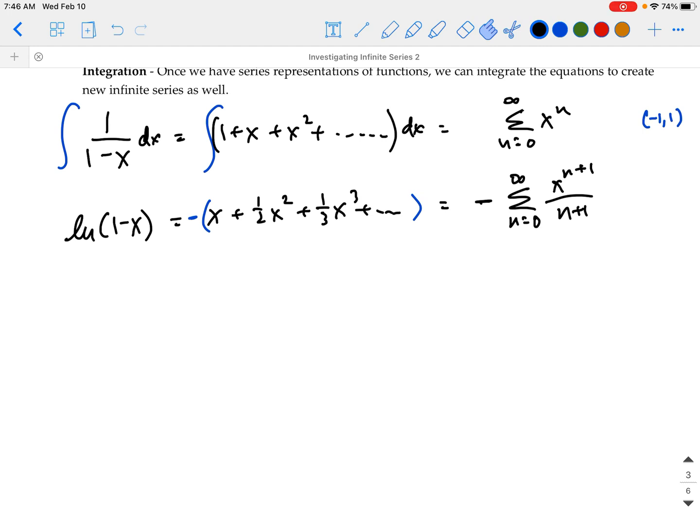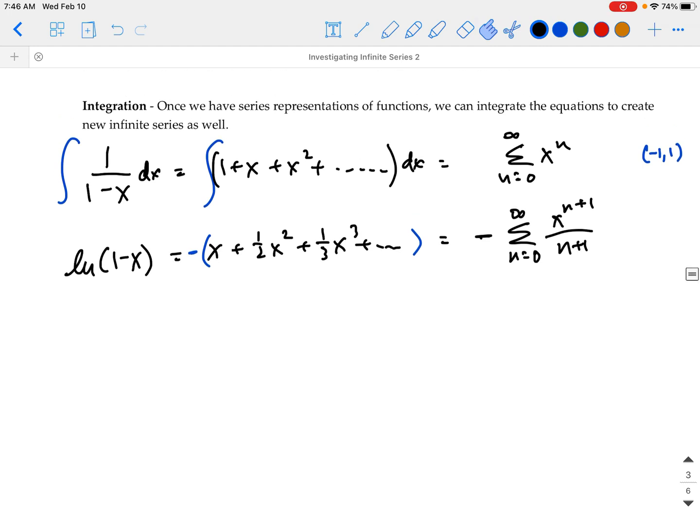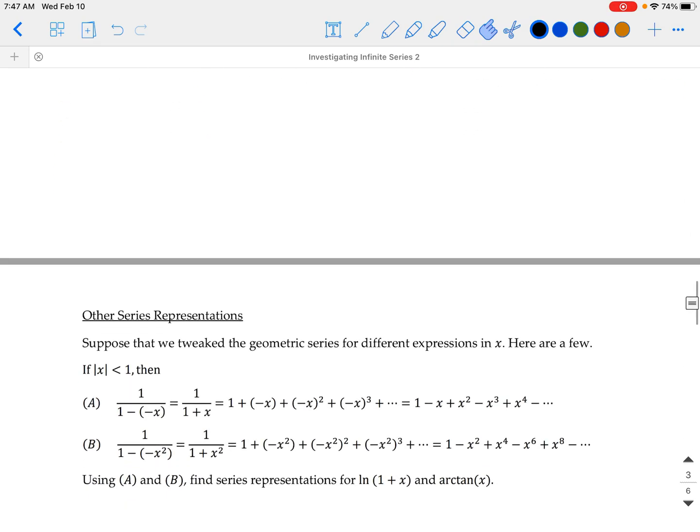So we'll be able to do this once we derive some other functions that are going to have nice series representations. So sine x and cosine x will be 1, e to the x will be 1, and others.